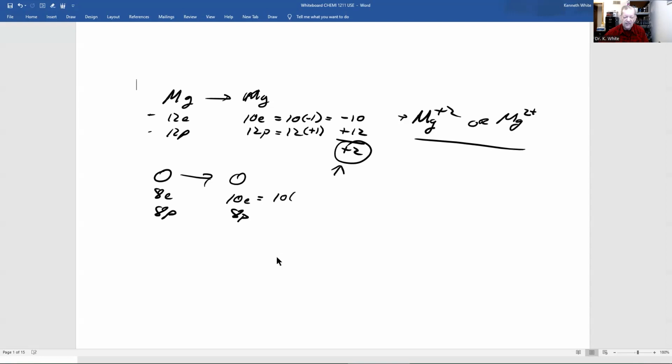Now, each electron has a -1 charge. There are 10 of them. Each proton, 8 of them, has a +1 charge. Do the math. Add them up together, and you get this.